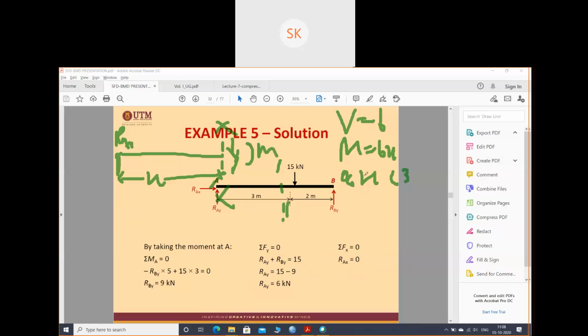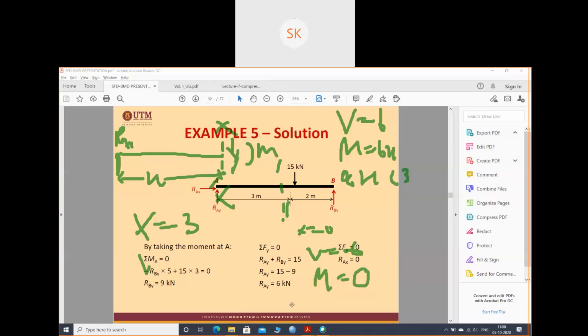So when x is equal to 0, your V will be the same 6 and M will be, if I put x equal to 0 in 6x, 0. Next, when x is 3, that means this distance, my V will be the same 6 kilonewton and my moment will be 6x, so 6 into 3, it is 18 kilonewton meter. So at 0 I have V 6, at 3 also I have V 6, and at 0 I have a moment 0, and at 3 I have a moment of 18 kilonewton meter.